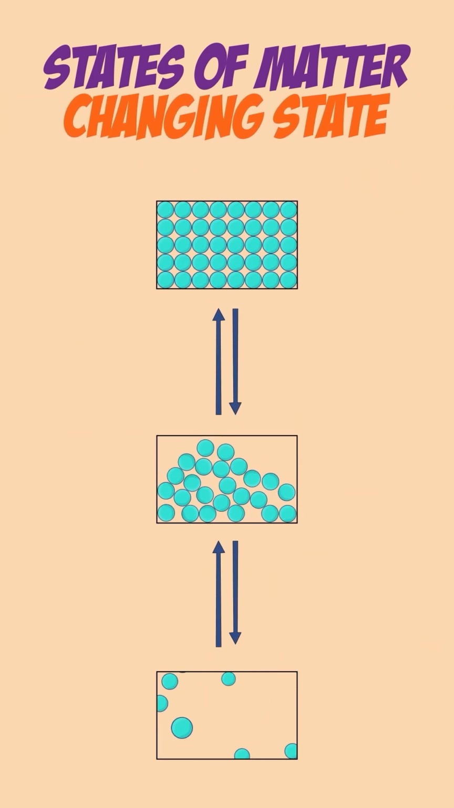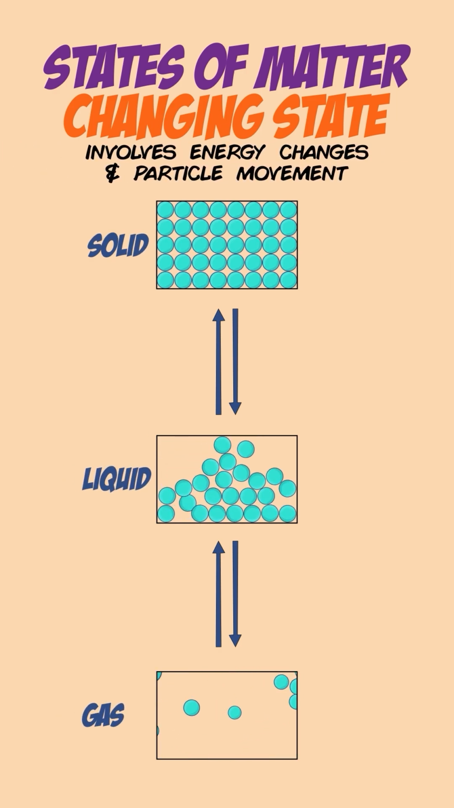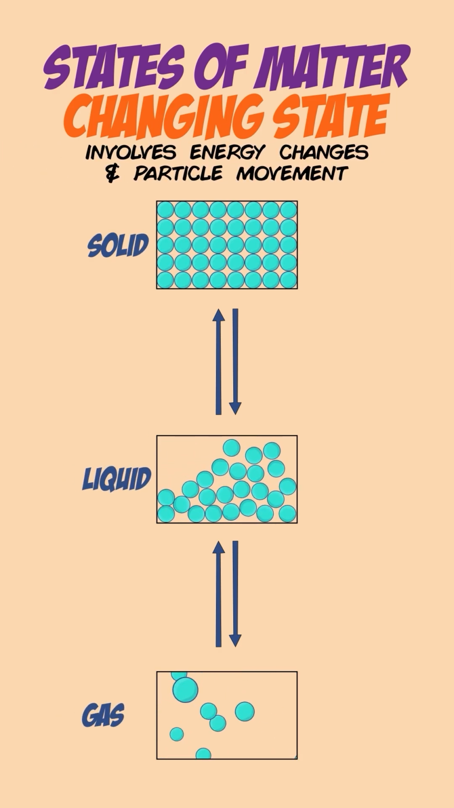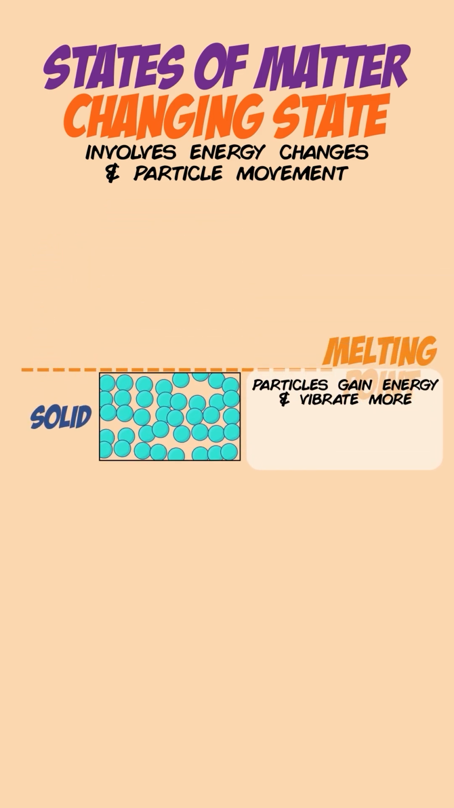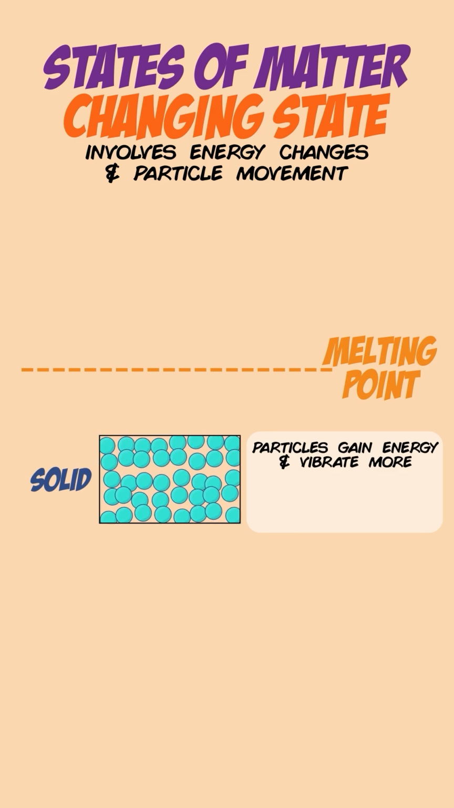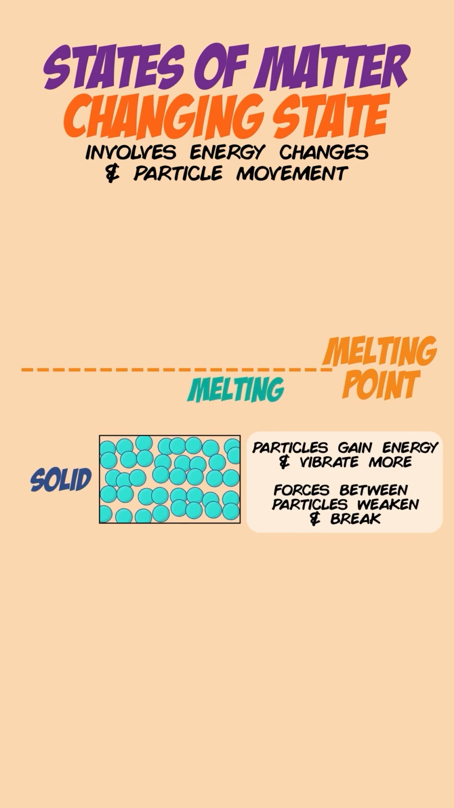Substances can change states between solids, liquids, and gases, and these processes involve energy changes and particle movement. So when a solid is heated to its melting point, its particles gain energy and vibrate more. This weakens the forces holding them together. This process is known as melting, and it turns solids into liquids.